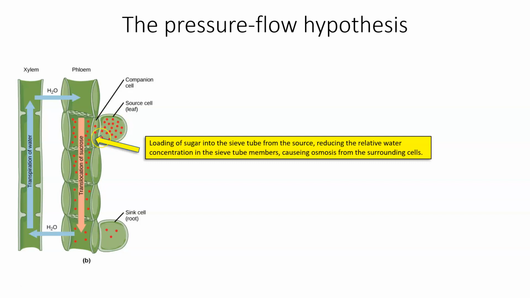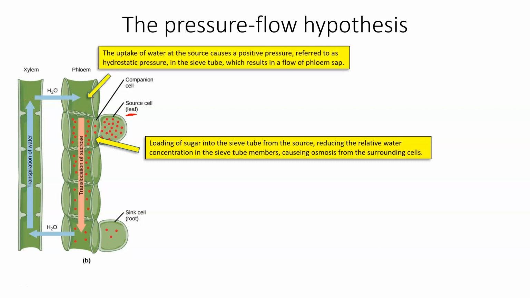The plant photosynthetic organ, which is the leaf, is going to produce a large number of these sucrose or glucose molecules. They're going to be loaded into the phloem, which is going to decrease the water concentration because it is increasing the solute concentration. It therefore causes osmosis to move water from high to low concentration, which causes the pressure to increase. The uptake of water at the source causes a positive pressure, referred to as hydrostatic pressure, in the sieve tube, which results in the flow of phloem sap.